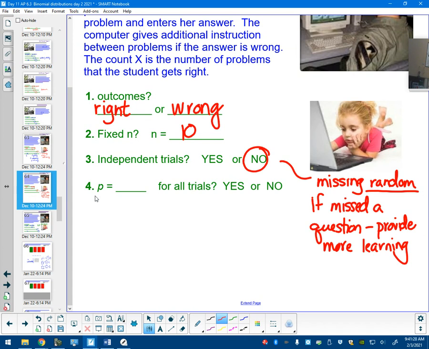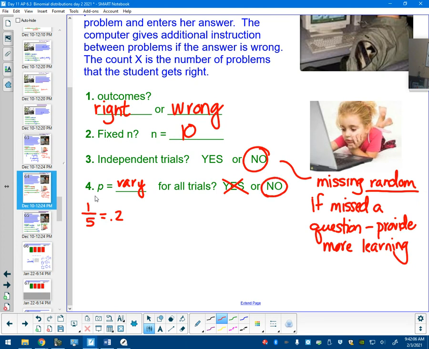This is where if they said the problems were randomly selected, it would still be a no on independence because of the additional teaching that occurs. Understood? And then is the probability the same for all trials? Well, it should be 1 out of 5 if you were guessing, which is 0.2. But do you go into all your tests guessing? Hopefully not. So some questions you have more knowledge than the others, right? So this probability is going to vary depending upon how alert you were when you were listening to the instructions.